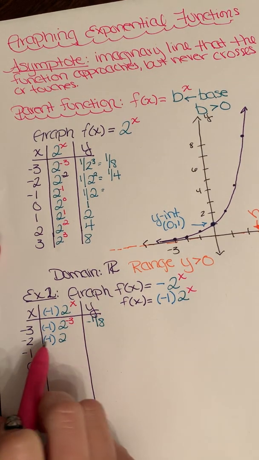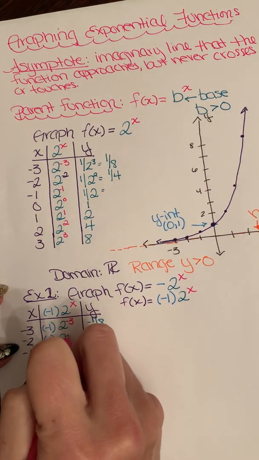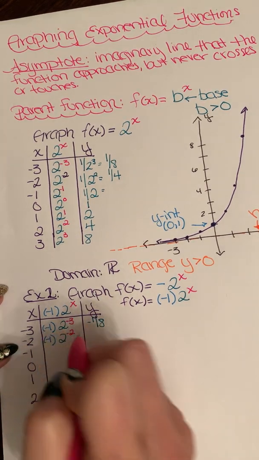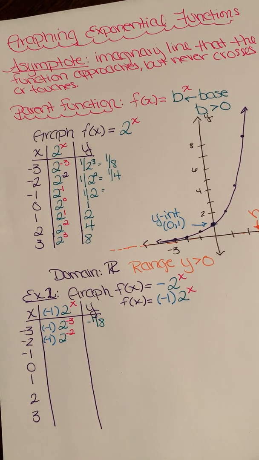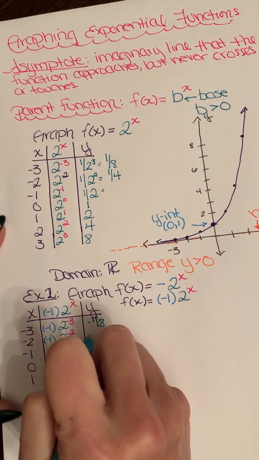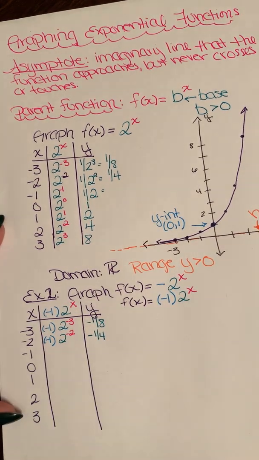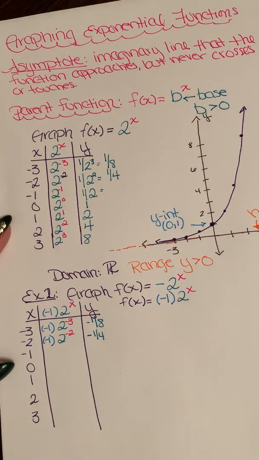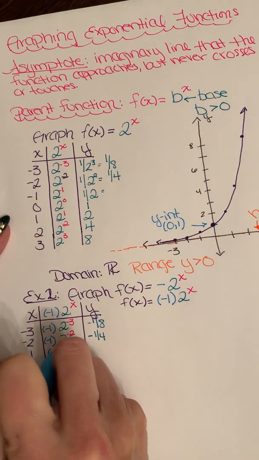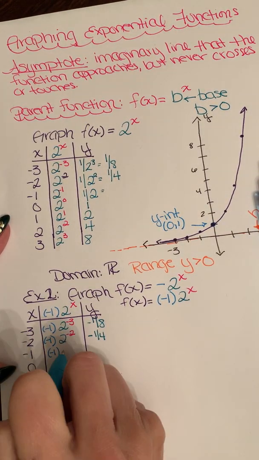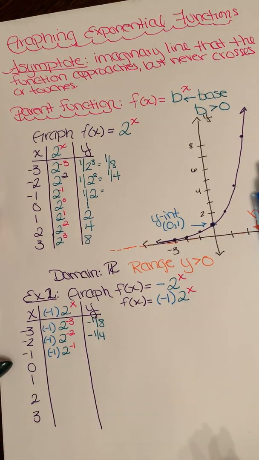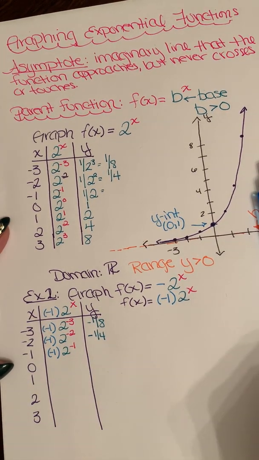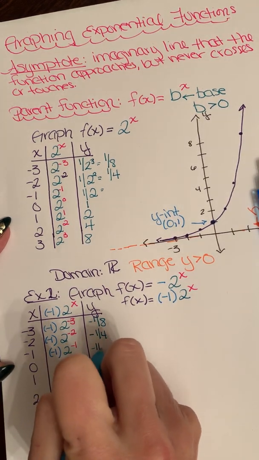So -1, now my x value is -2. So -1 times 2 to the -2, so 2 to the -2 is 1/2 squared, which is 1/4. And 1/4 times -1 is -1/4. Okay, so -1 times 2 to the -1st. 2 to the -1st is 1/2. 1/2 times -1 is -1/2.